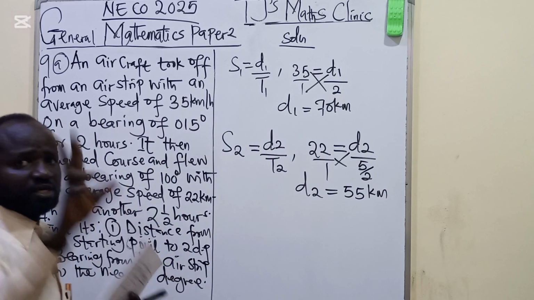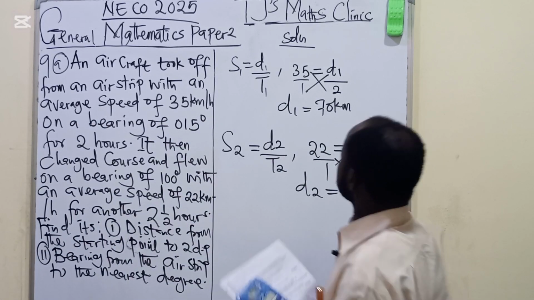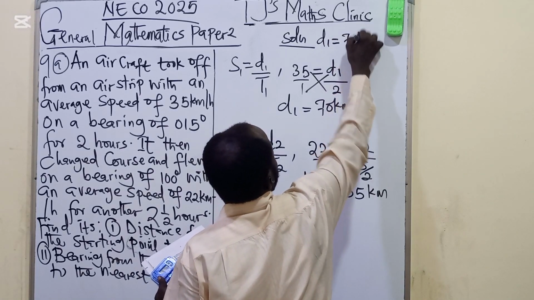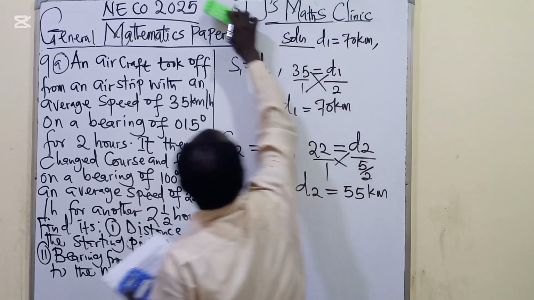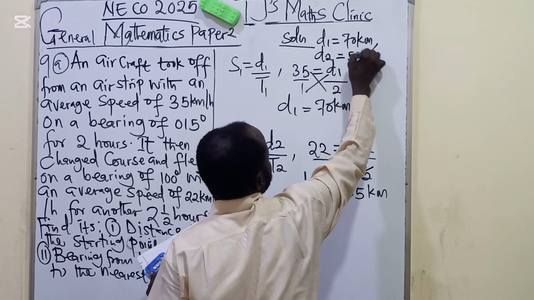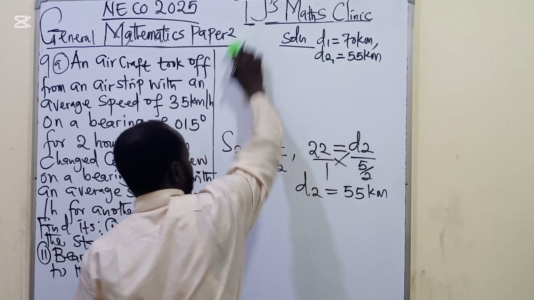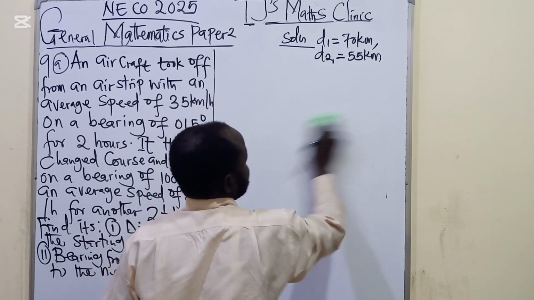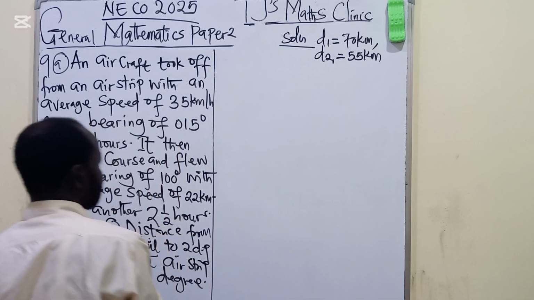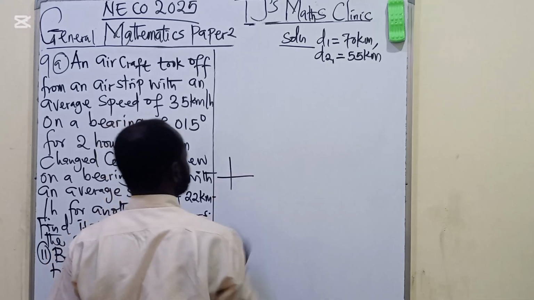So these are the two key pieces of information that we need for us to interpret this question. So let me take it up. Our first distance, 70 kilometers. Then our D2, which is the second distance now, is 55 kilometers. Very important. So permit me to clean this so that we can sketch now. We see how the interpretation of the question is going to be now. Very important. So suppose we have our cardinal point like this here.